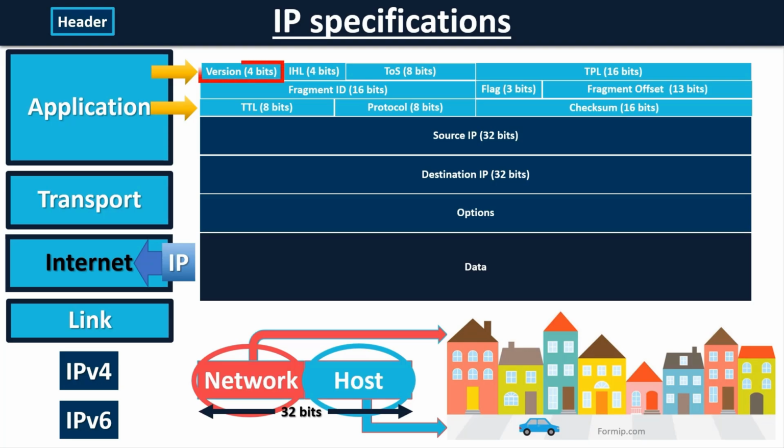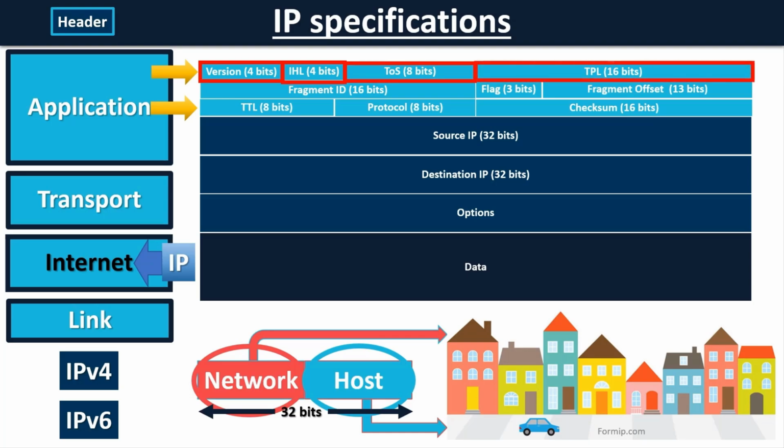The version field simply indicates the version of the protocol, that is, either IPv4 or IPv6. The IHL field corresponds to the length of the header. The TOS field allows you to mark a packet as being more important than another. The total length field describes the length of the packet. It includes the header and the data, which is represented here by the data field.